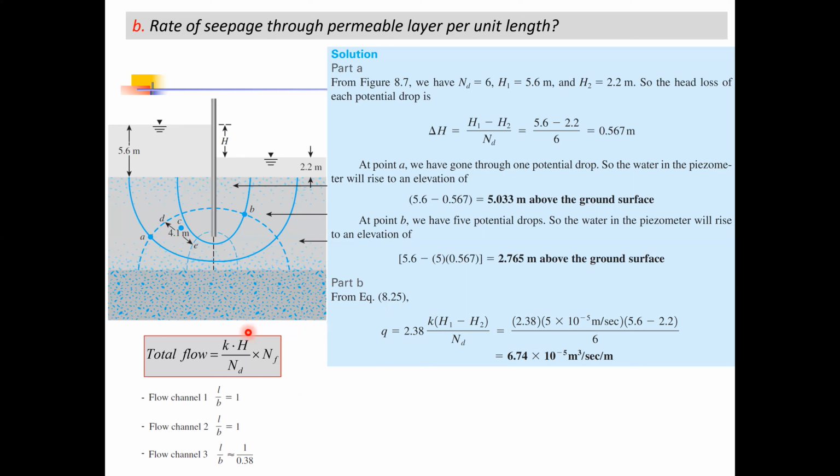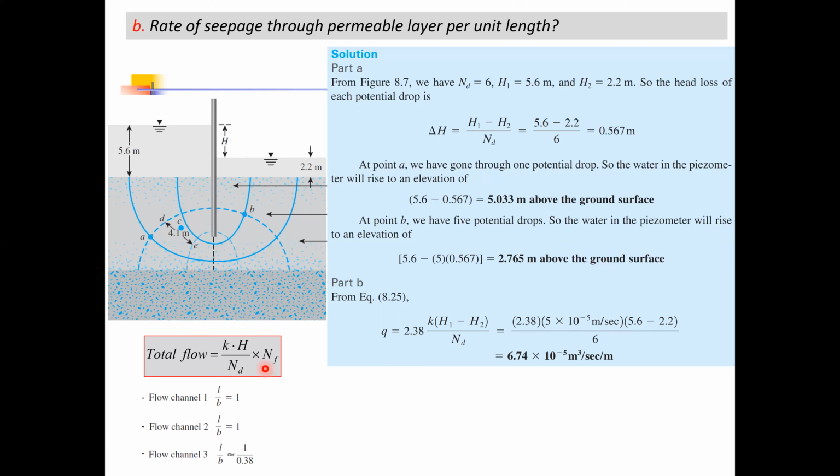Then H, which is the total head loss, which we have determined already from here, which is 5.6 minus 2.2. We have determined here as well. Number of potential drops we have already determined. There are 6 potential drops. And this 2.38 actually represents NF, which is the number of flow paths.